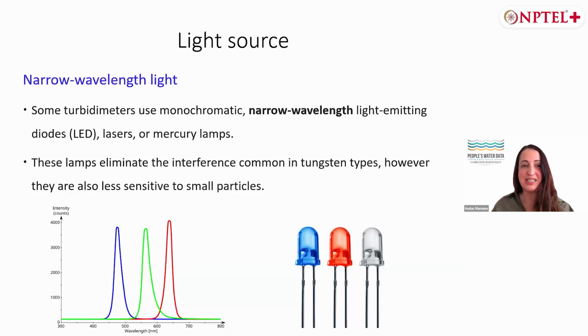Another type of light source are narrow wavelength lights. For example, we can see here LEDs, which are light emitting diodes. And we can see that they have a relatively narrow wavelength emission. In this case, they eliminate the interferences, for example, that we saw in tungsten type of lamps, but they're also less sensitive to small particles. Therefore, we have advantages and disadvantages with every light source.